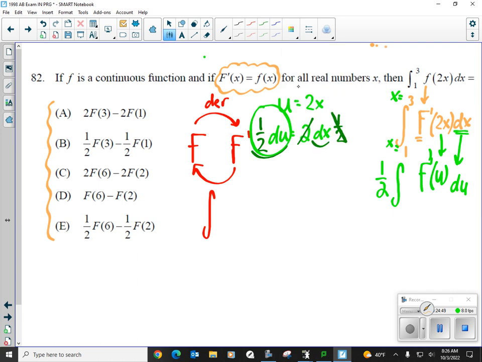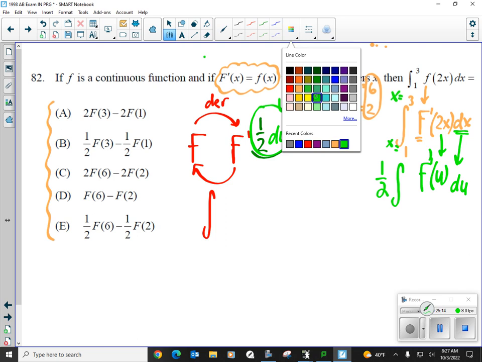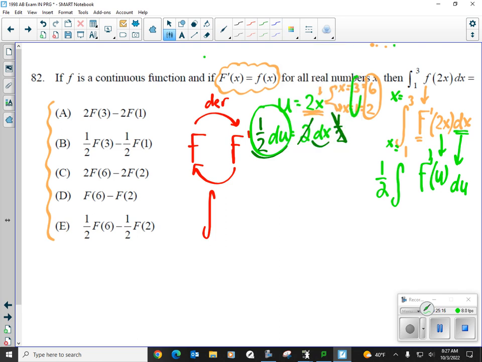But if my upper bound is x equals 3, then 2 times 3 would give me 6. So my new upper bound is going to be 6, and my lower bound, 2 times 1, is going to be 2. These are my u bounds. The 3 and 1 were my x bounds, but I want the u bounds now. So 6 and 2.